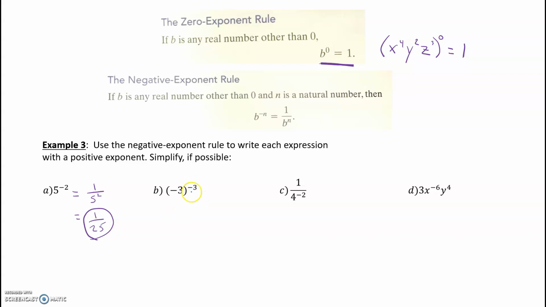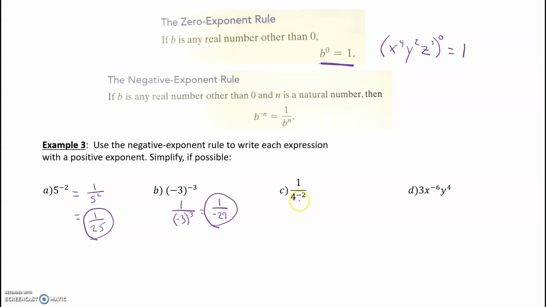Same thing here. To get that to become positive, we're going to say 1 over, and then it's -3 to the positive 3rd power. So we're going to have 1 over -3 times -3 times -3 is going to get me -27. And understand this is -1/27. Doesn't matter if the negative's top or bottom. It's -1/27.